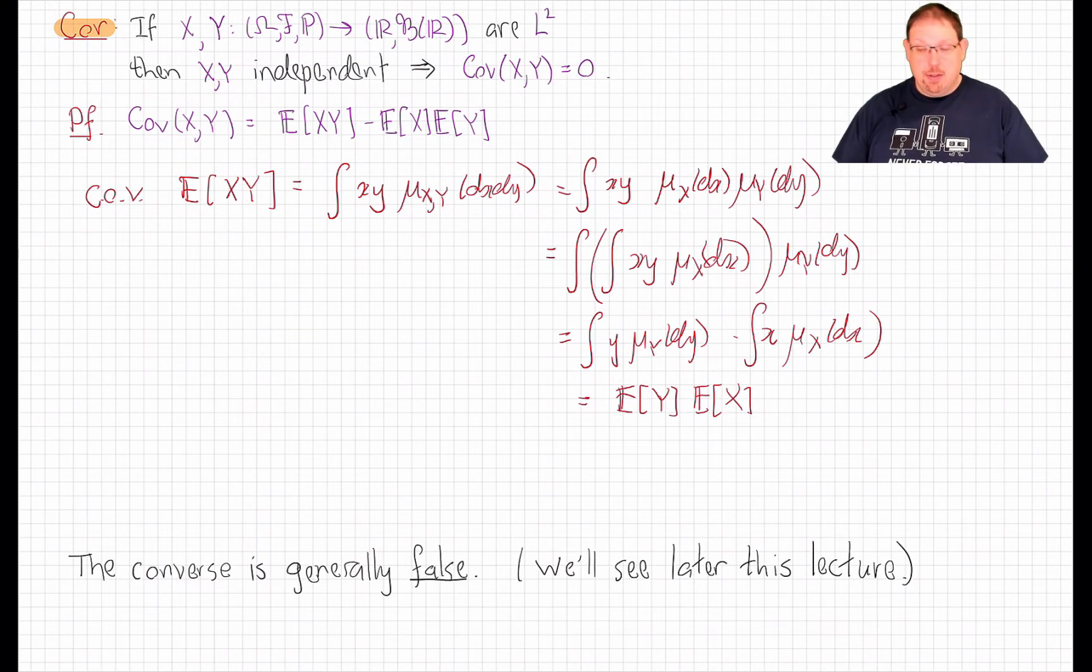Independent random variables that are L2 are uncorrelated. The converse, however, is typically false. Being uncorrelated is strictly weaker than being independent. And we'll see examples of that at the end of this lecture.